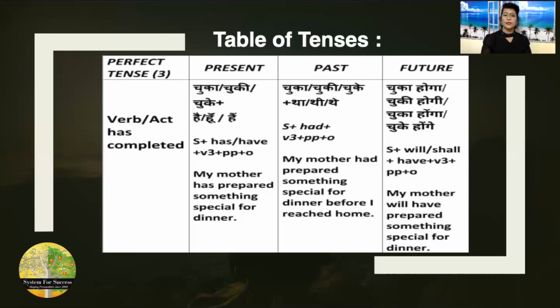One more example, the movie had started before I entered the cinema hall. मतलब मेरे सिनेमा हॉल में पहुंचने से पहले ही मूवी स्टार्ट हो चुकी थी. तो दोनों में से पहला काम क्या हुआ? मूवी स्टार्ट हो गई, तो had started. बाद में क्या हुआ? मैं पहुंची, तो I reached. Once again, the movie had started before I reached the cinema hall. Future perfect. My mother will have prepared something special for dinner. मेरी मम्मी डिनर के लिए कुछ स्पेशल बना चुकी होगी.